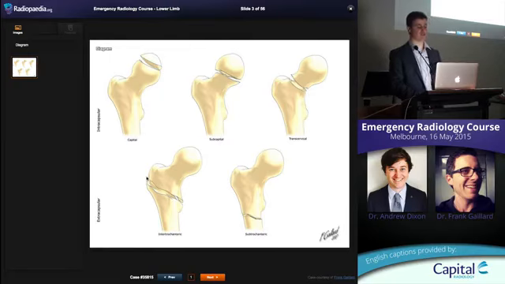And then you get proximal femoral fractures through the intertrochanteric region, between the greater trochanter here and the lesser trochanter. If it's not involving the trochanters and it's below that, then we call that a subtrochanteric fracture. The important thing is, is it intracapsular or extracapsular?